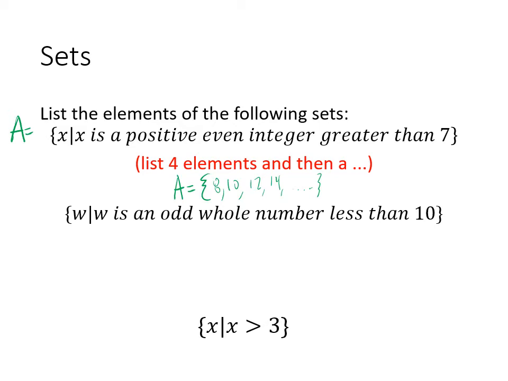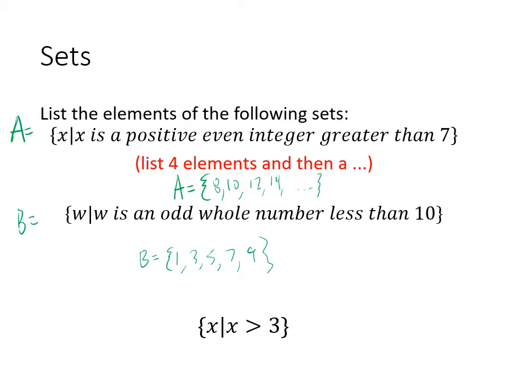And the set of W such that W is an odd whole number less than 10. Let's say B is that set. So B would include these elements: an odd whole number less than 10: 1, 3, 5, 7, 9. But then that's it. You can't just keep going. You wouldn't put a dot dot dot here.